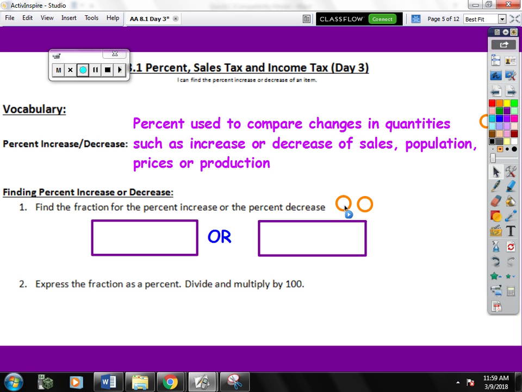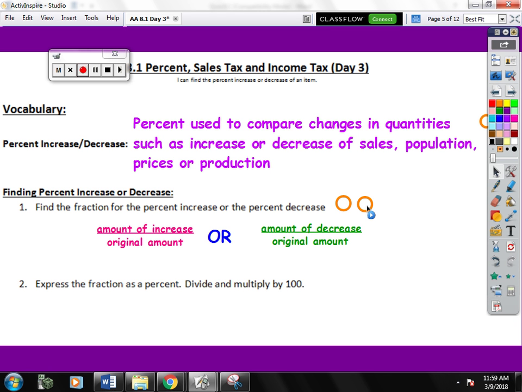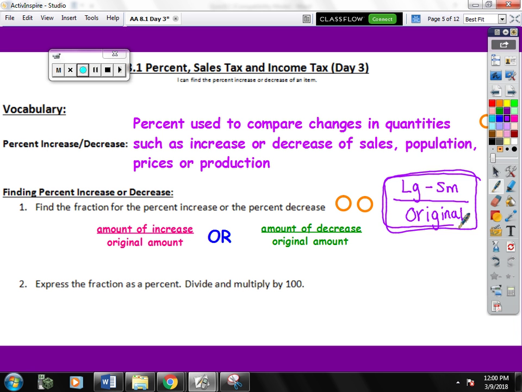And then there's two formulas for percent increase or decrease, which is the amount of increase over the original amount, or the amount of decrease over the original amount. Now, if you only have to remember one formula, you can calculate the amount of increase or decrease through subtraction. How much did it increase, how much did it decrease, just by subtracting the two numbers. So instead of these two formulas, you can write down this one, which is the large number minus the small number. But the big thing is that the denominator has to be the original number. And this is one formula you can use for any of the problems.